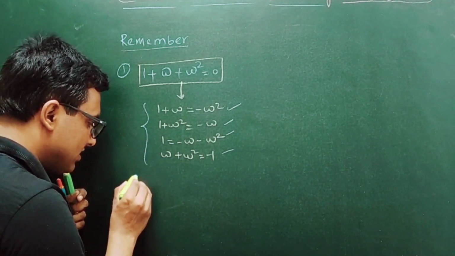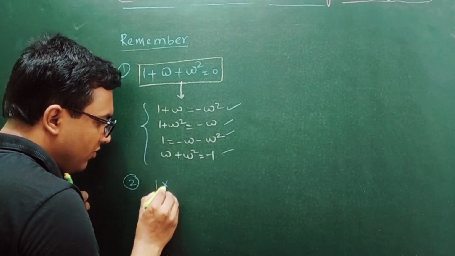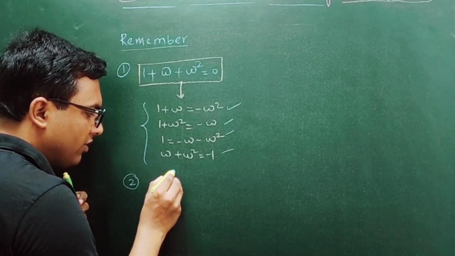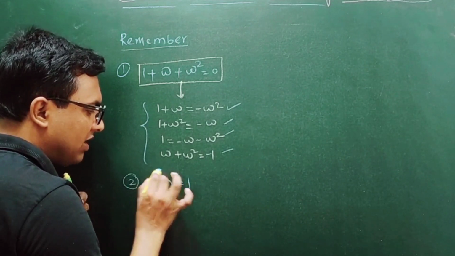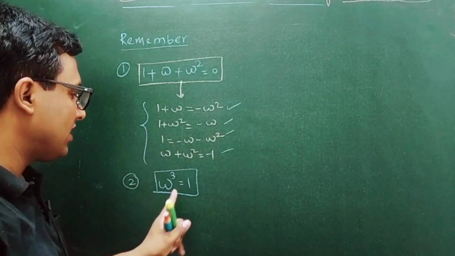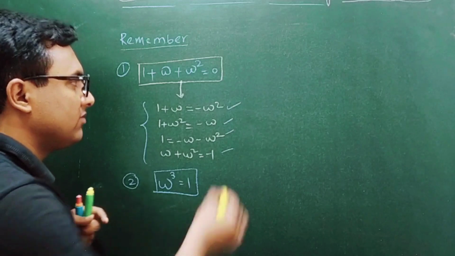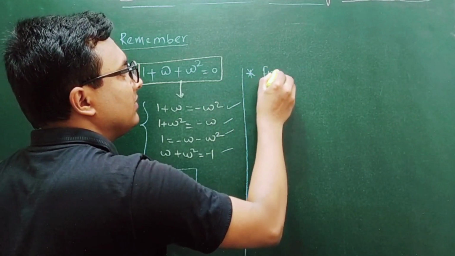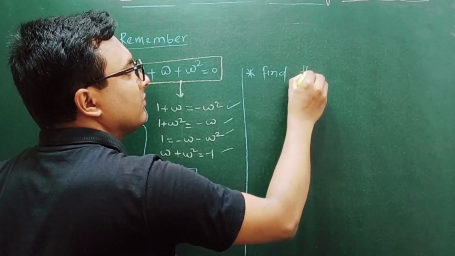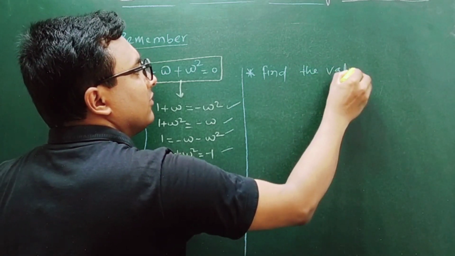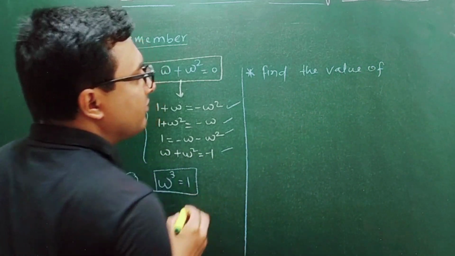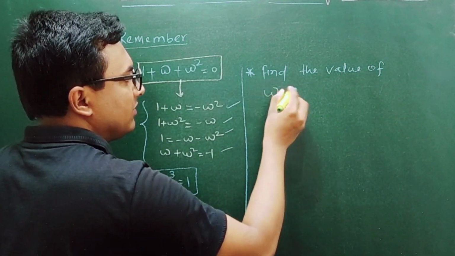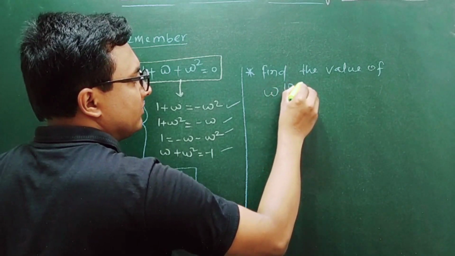Second property is omega cube is equal to 1. Omega cube equal to 1. Find the value of omega to the power 100. Right.